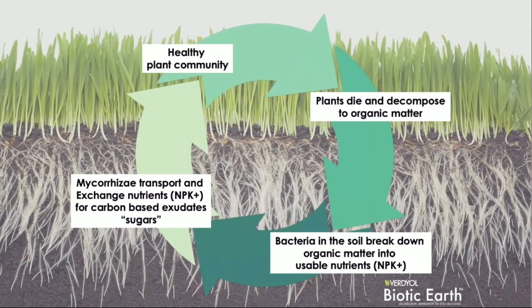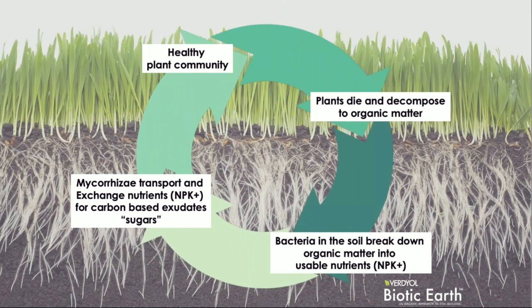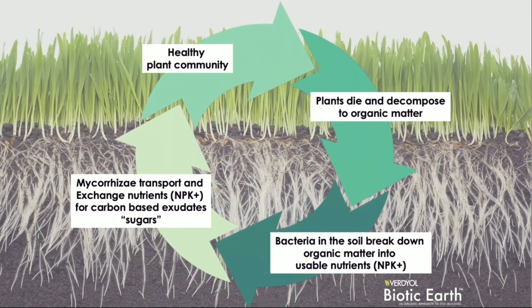But this is what we are trying to set. Putting it all together is a biomimicry of the O horizon and setting the food nutrient cycling. So this is how it works. We have a healthy plant community. Plants die off. The organic matter decomposes. There come the shredding bacteria, making nutrients available to the plants. And then mycorrhiza helps to transport and unlock those nutrients and make them available for the plant.